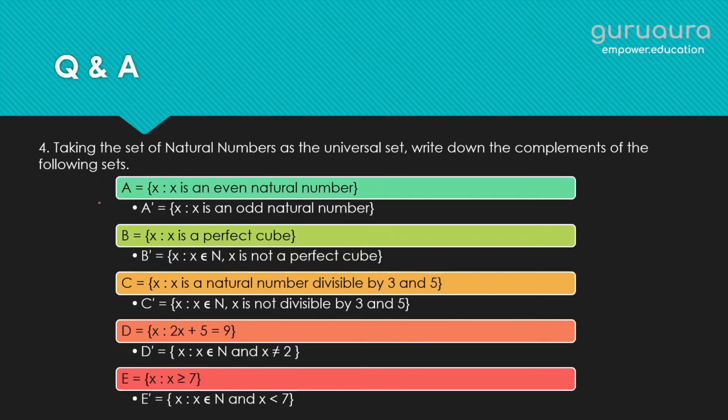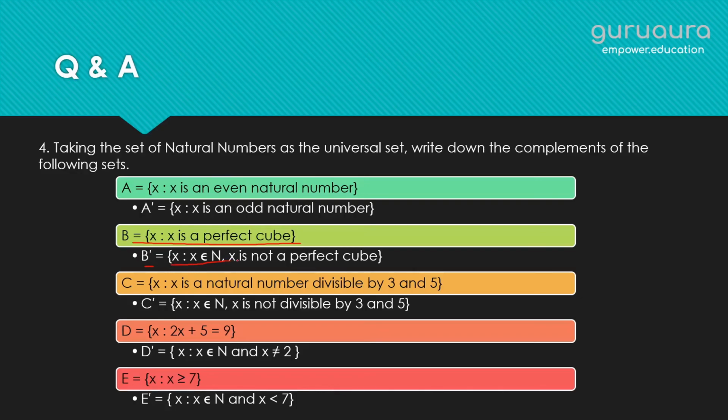Okay, so set A is x such that x is an even natural number, and the universal set is the natural numbers. So A complement will contain odd natural numbers. Again, set B is x such that x is a perfect cube. That means all those numbers which are not a perfect cube will be in the set B complement.